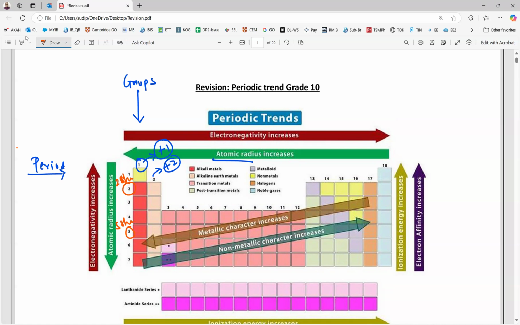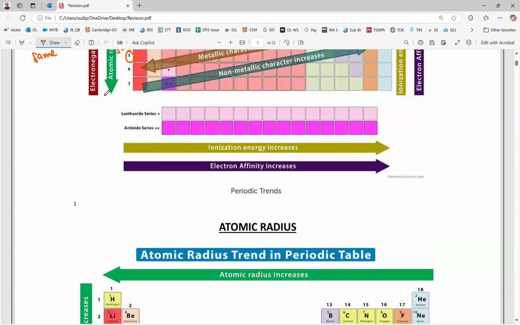Now, when you go across the period, okay, the number of shells remains the same. That's a very important point here. Whereas when you come down the group, the number of shells increases. Okay. So that's the main difference between group and period. And then we will slowly understand more detail about what happens to atomic radius here.